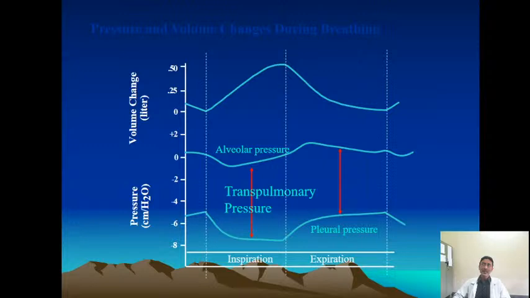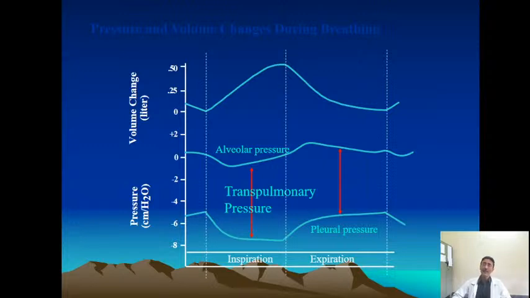Whenever inspiration happens, the muscles of inspiration take part: the diaphragm is contracting, the intercostals are contracting, and because of the contraction of these inspiratory muscles, the thoracic cage is expanding. When the thoracic cage is expanding, it is pulling the pleura along with it, the parietal pleura.